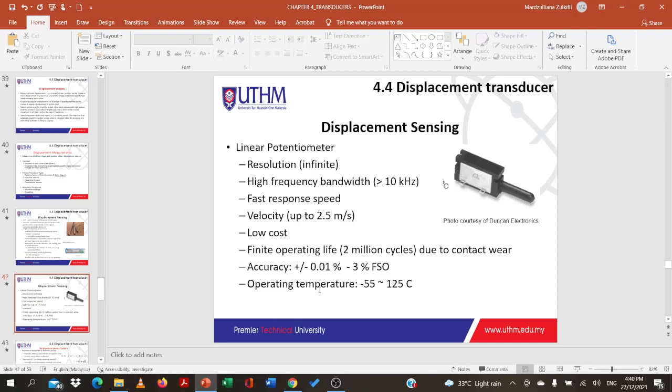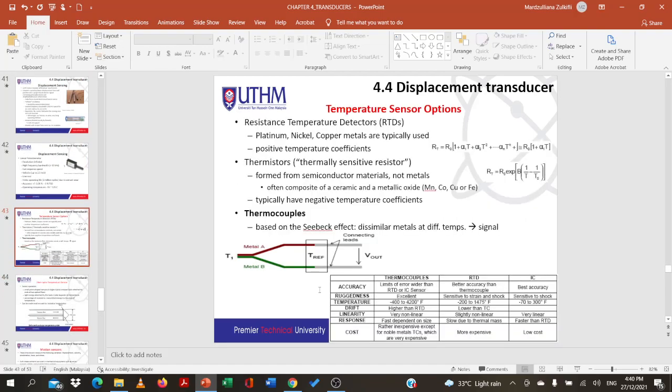This one is also displacement sensing, which is a linear potentiometer, and the description is as shown. What about that one? Okay, temperature sensor operation actually. It is a resistance temperature detector, RTD, alright? Normally, typical use is platinum, nickel, or copper metal. So it has a positive temperature coefficient.